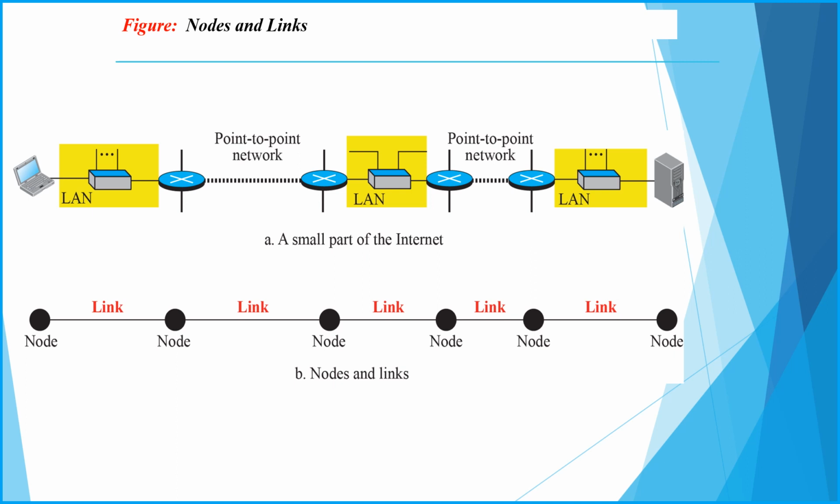This picture clearly shows what is a node and what is a link. The link between two switches is called a point-to-point network, and each and every system, switch and router is individually called a node.